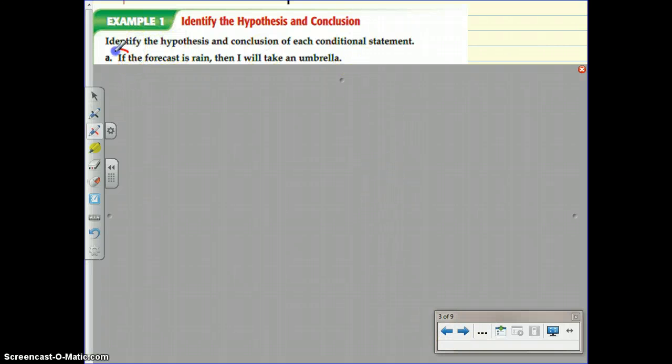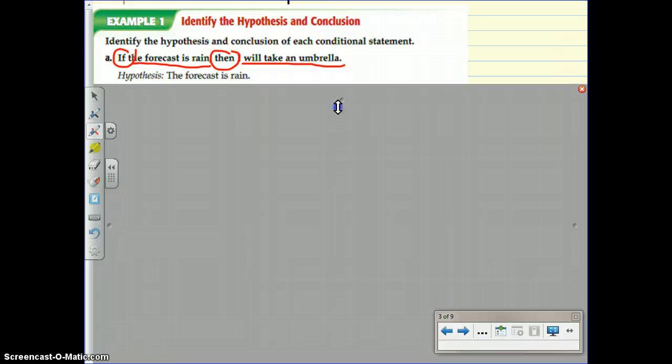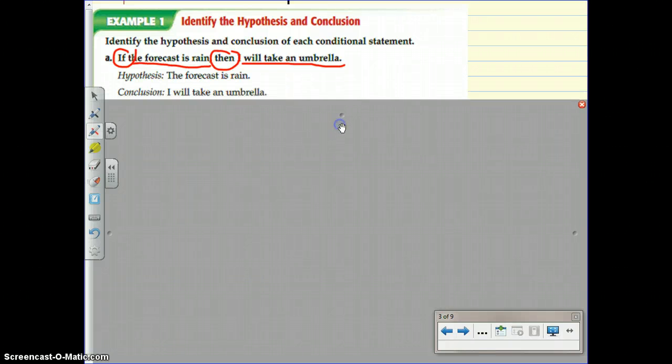All right, so identify the hypothesis and the conclusion in each statement. Remember, the key words are if and then. Do you remember what comes after the if? Is that the hypothesis or the conclusion? Do you remember what comes after the then? Hypothesis, if you said the forecast is rain, you are right. Conclusion, if you said I will take an umbrella, you are right.